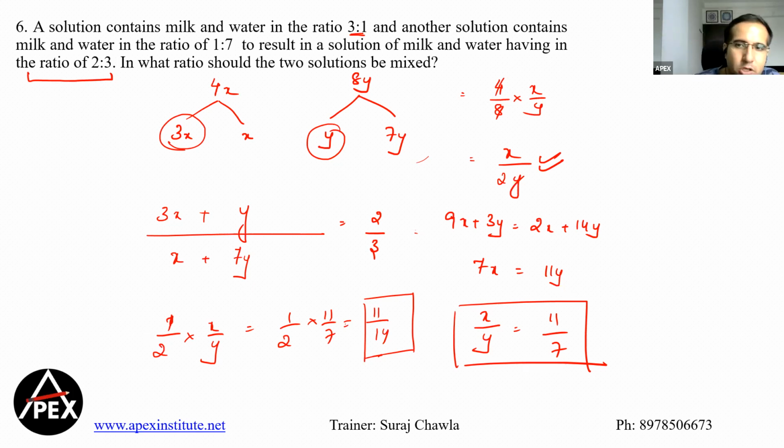Why x by 2y? Because 4x by 8y. According to my method, I'm taking 4x by 8y. 4x by 8y will be equal to what?